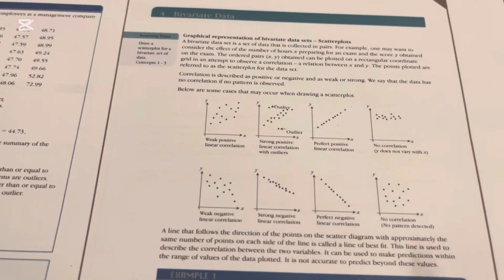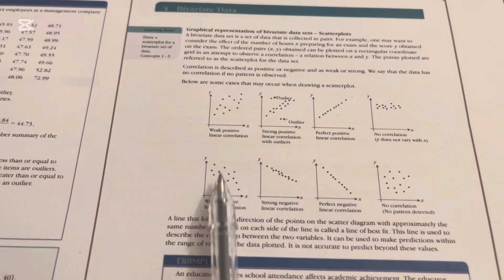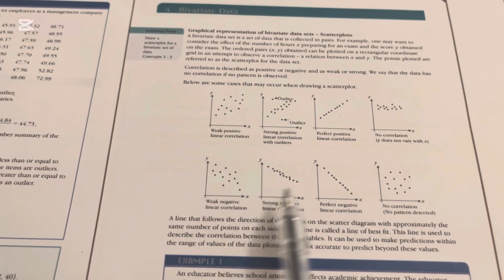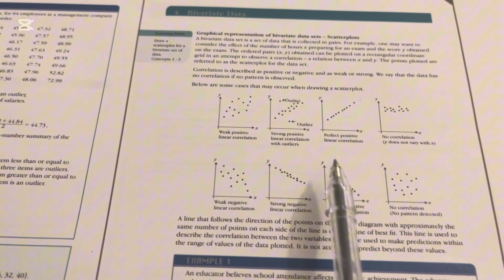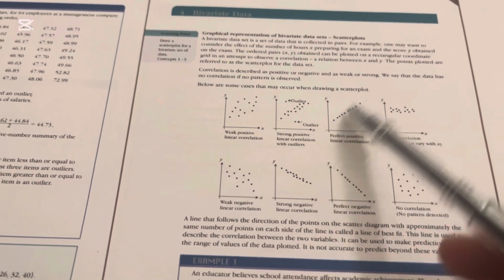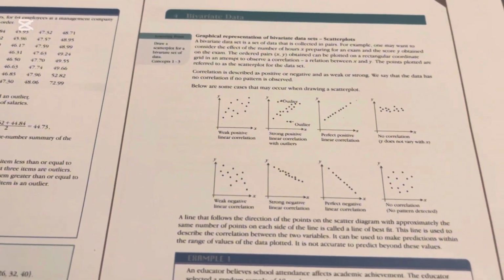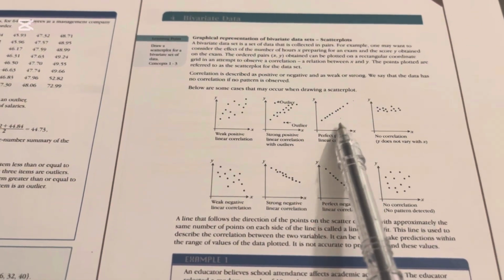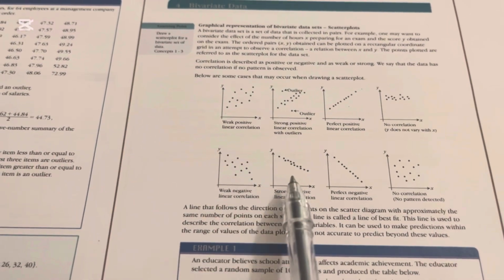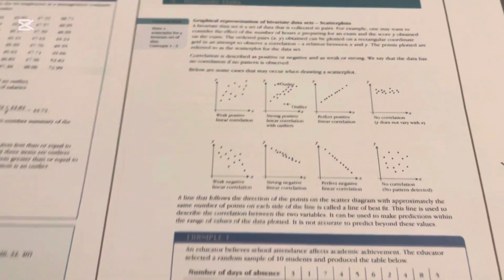This one is no relation. Here this is weak and negative, and this is strong and negative. This is perfect and negative because it is going down. This one is going up. So this is just to explain to you the difference between the weak positive, the strong positive, and the perfect positive, and the weak negative, the strong negative, and the perfect negative.